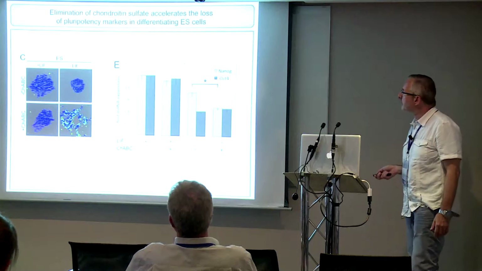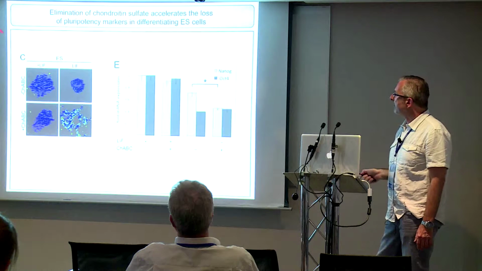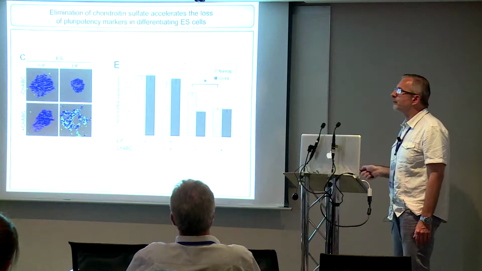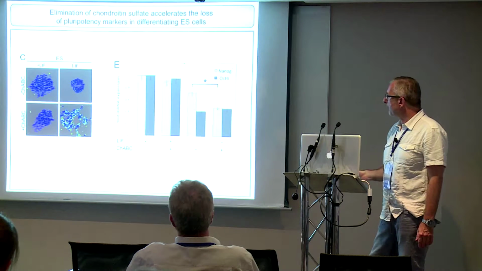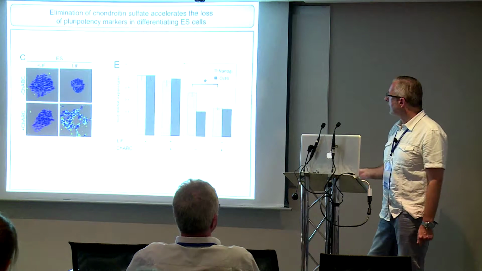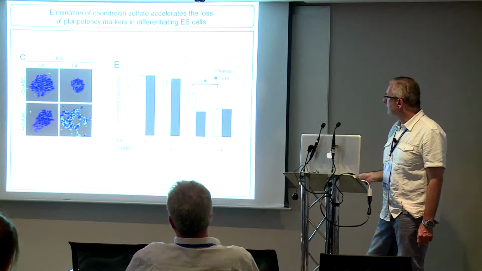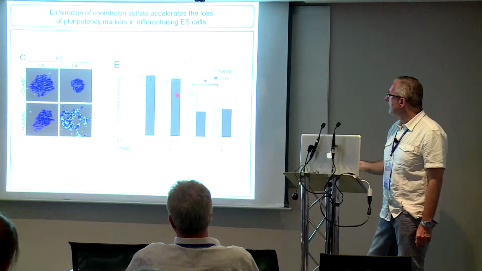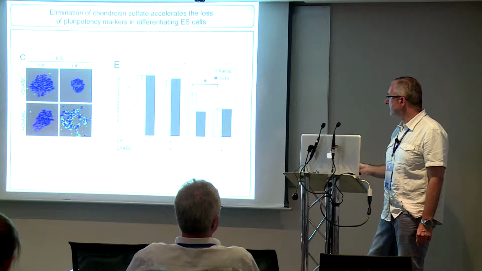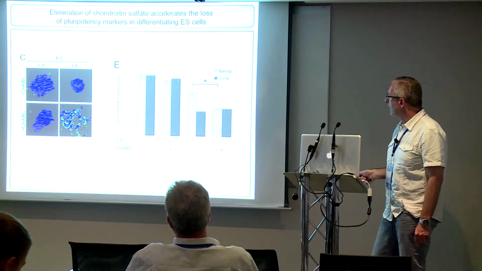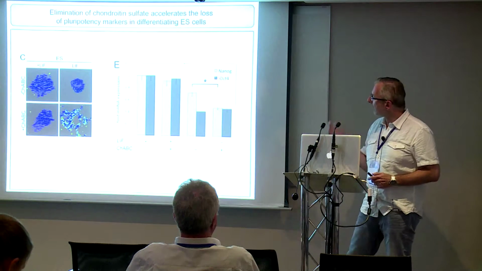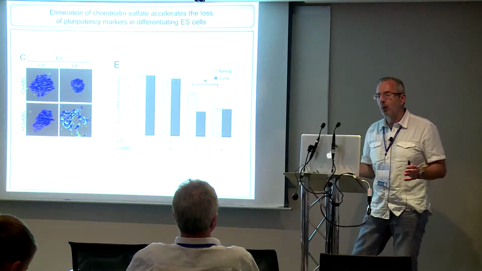Does that do anything to differentiation? This is now looking at the ES cells plus LIF, minus LIF, and we look at pluripotency markers here, NANOG and OCT4. And what you can see, when you withdraw LIF, you get a drop in both NANOG and OCT4 because the cells now start differentiating. And what you can see here, if you also digest with chondroitinase ABC, you see increased differentiation, meaning in this case NANOG seems to be dropping significantly faster when you don't have chondroitin sulfates here, indicating that chondroitin sulfates do seem to affect differentiation in one way or the other.